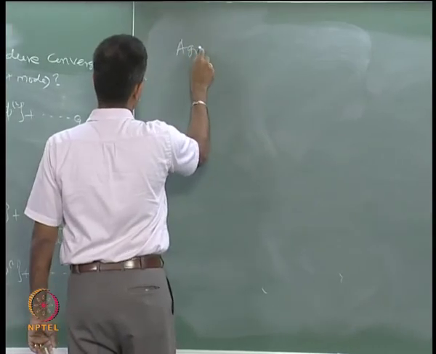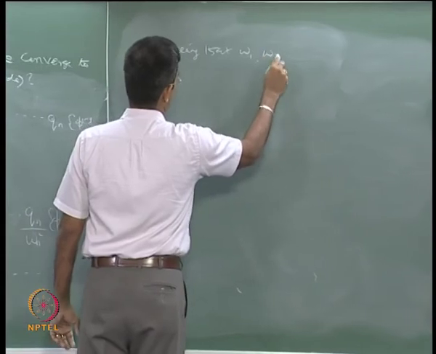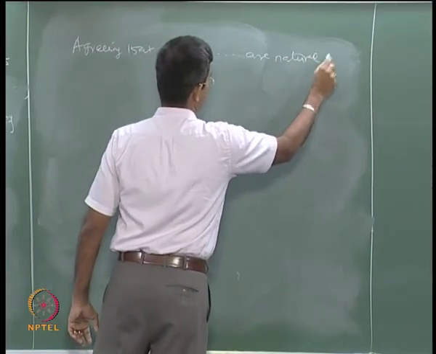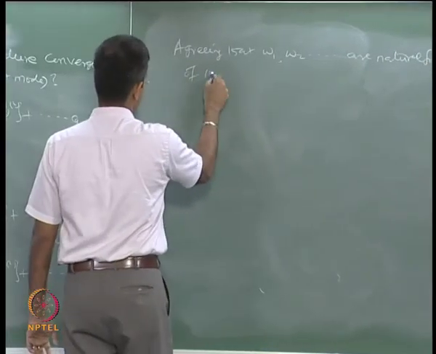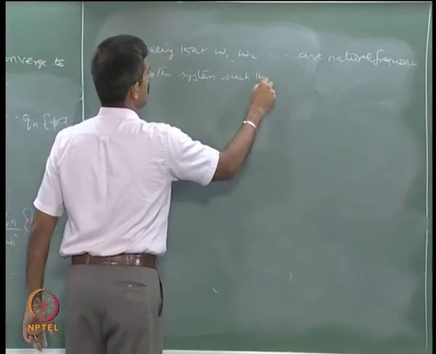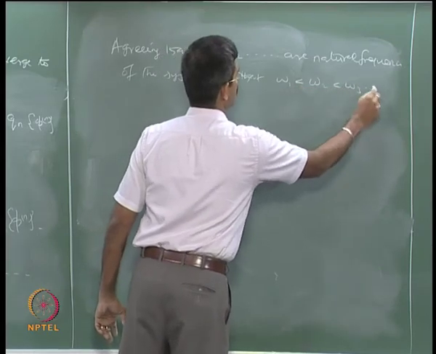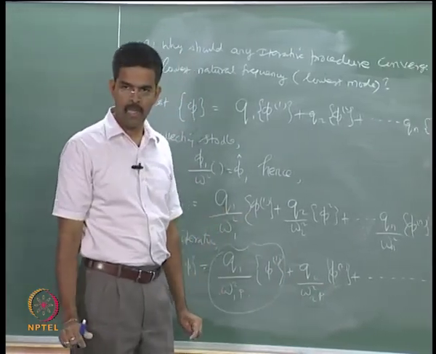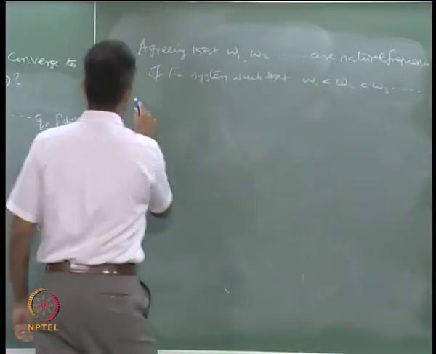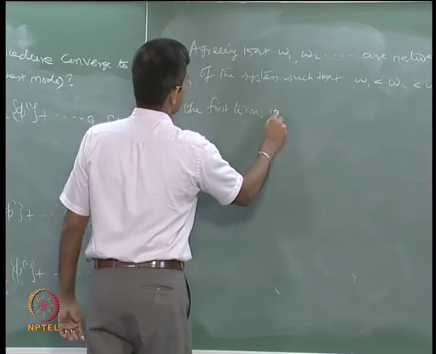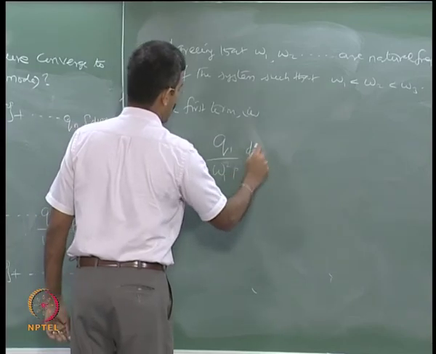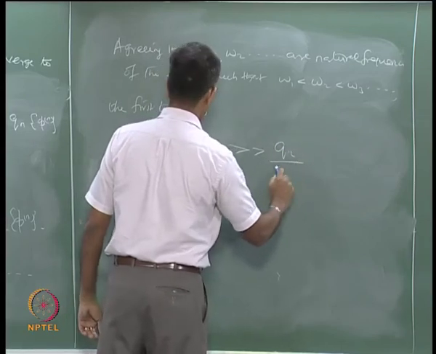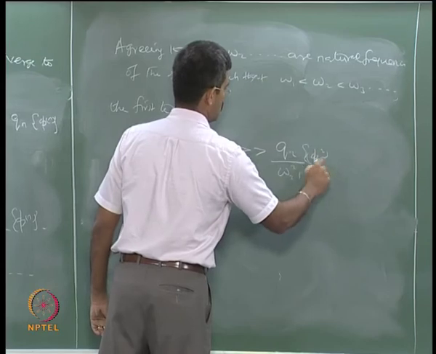Agreeing that omega 1, omega 2 are natural frequencies of the system such that omega 1 is less than omega 2, less than omega 3, because the numbering comes in ascending order. If you agree with this, then you will see that the first value will be higher than the second value. The first term, that is q 1 by omega 1 square to the power p of phi 1, will be much higher than q 2 by omega 2 square to the power p of phi 2 and so on.